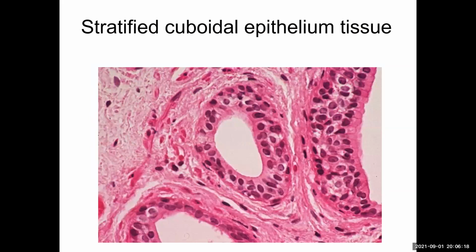Here's a stratified cuboidal epithelium. So this is a great example of a cuboidal cell. But you notice that the nuclei, these dark dots here, are the nuclei. And so you'll see some of these cells on top of one another. So the shape of these cells is cuboidal, and there's more than one layer. So it is stratified cuboidal epithelium.